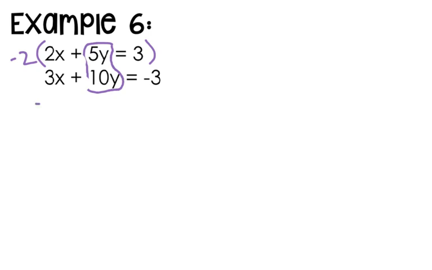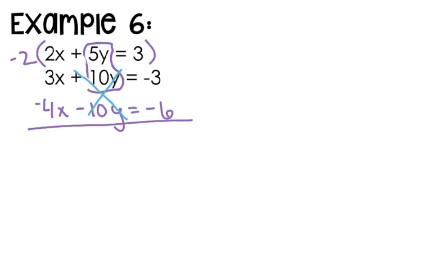So I'm going to get -4x minus 10y. So now I have what I need to eliminate, and a -6 on the other side, because -2 times 3 is -6. So I'm going to eliminate these y's. So 3 plus a -4 is a -1x. -3 plus -6 is -9. So x will be a +9, because -9 divided by -1 is a positive.